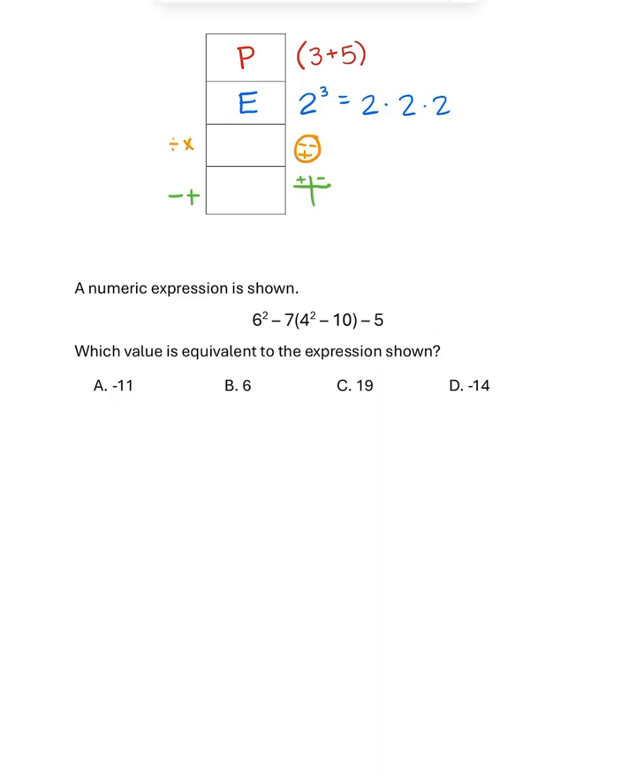So let's go down here and actually solve this problem. A numeric expression is shown, and then it gives me this big old math problem down here. Which value is equivalent to the expression shown? If I look at those answer choices, I actually need to solve. So I'm going to start by rewriting my problem so that I actually have room, because if I start solving here, I'm going to run into words, and that's not going to be good. So 6 squared minus 7, parentheses, 4 squared minus 10, minus 5. So therefore, I need an OOO tower.